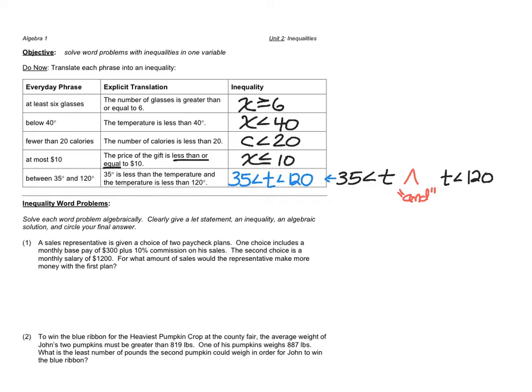All right. So number one, I'm going to just do 2 examples with you today, and I'll set you loose. Solve each word problem algebraically. That's going to be an important thing to keep in mind because once we get a little bit of a head of steam with a lot of these concepts, I'll show you how to do a lot more things on the graphing calculator, in which case you'll have license to decide, if it doesn't say algebraically, which technique you want to use. Clearly give a let statement, an inequality, an algebraic solution, and circle your final answer. The one thing you don't need for the word problems would be the number line graph.